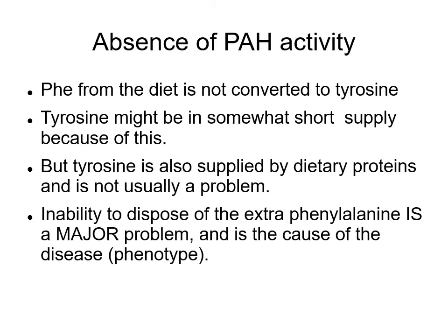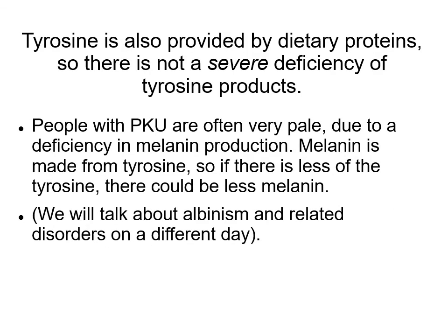Tyrosine, it seems like, might be in short supply, but we also get some tyrosine from our diets. So that's not really a problem. It's the inability to get rid of the extra phenylalanine that is the problem. On the other hand, some people with PKU are quite pale because tyrosine actually is used for the production of melanin, as we'll see on a different day. So you may have a little less melanin than you should have because of the lack of tyrosine.